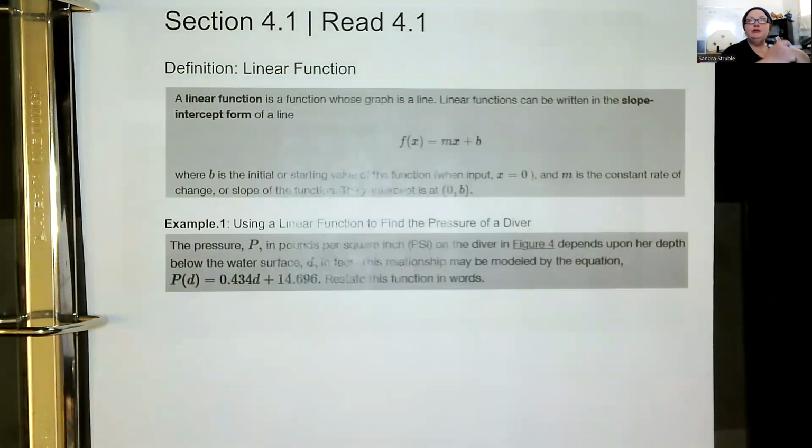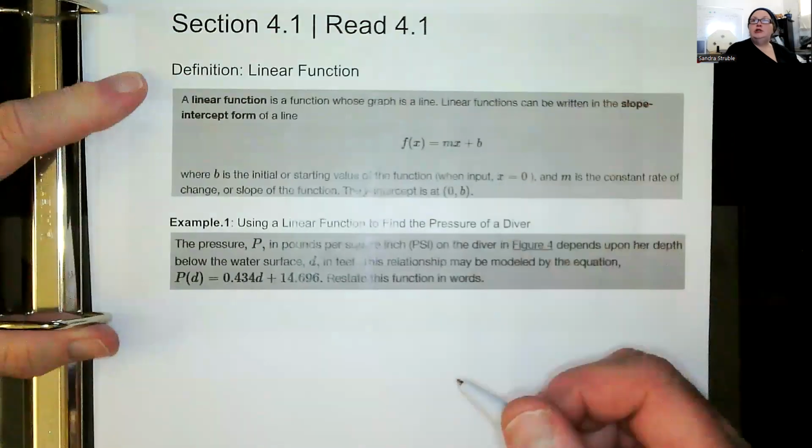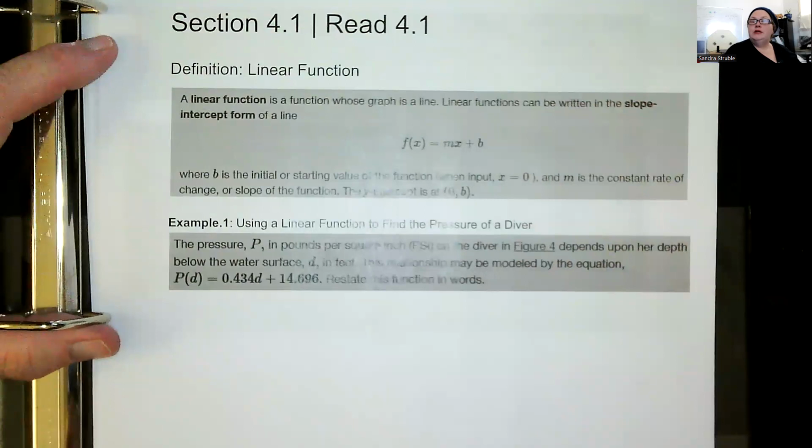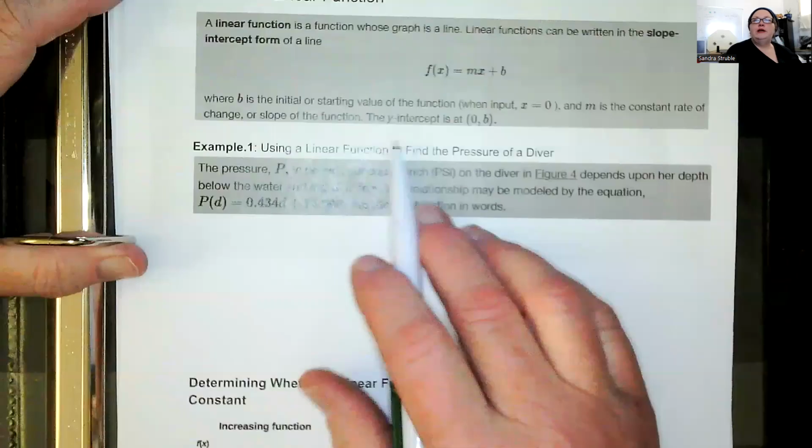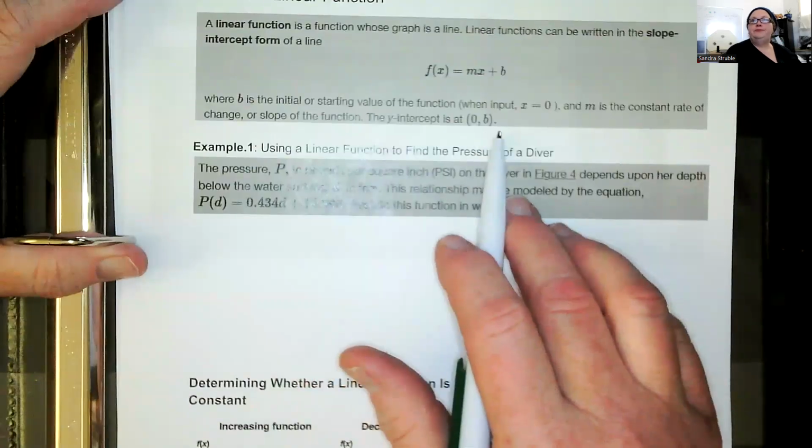A couple of things you need to understand. f of x is just the function of the input. It's also referenced as y. And then m is your rate of change, its constant rate of change or your slope. And b is your initial value, okay? And it gives you that the y-intercept is at (0, b).